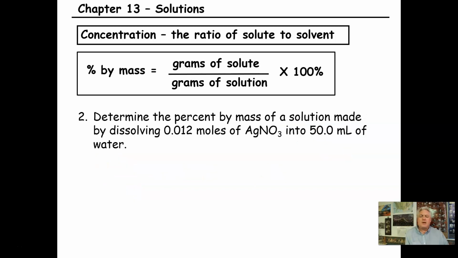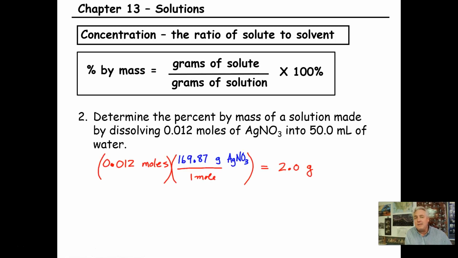Let's look at another example. Determine the percent by mass of a solution made by dissolving 0.01 moles of AgNO3, that's silver nitrate, into 50 milliliters of water. Now, we need grams and we have moles, so we'll have to go back to the periodic table and use the molar mass of AgNO3 to convert that into grams. And then we can do our percent by mass calculation.